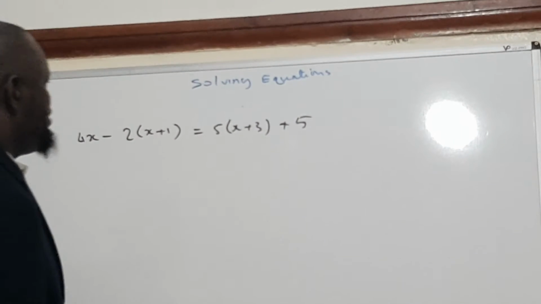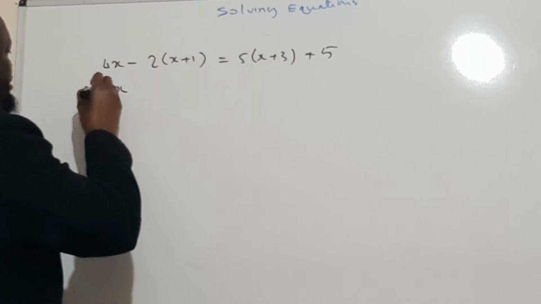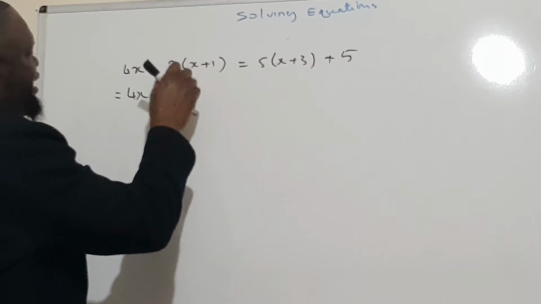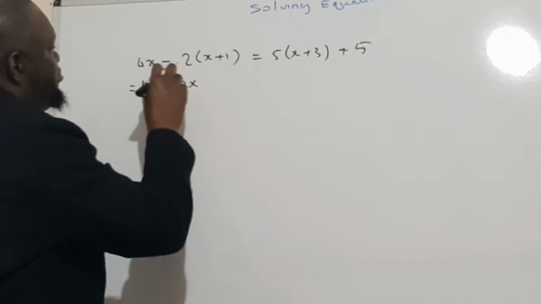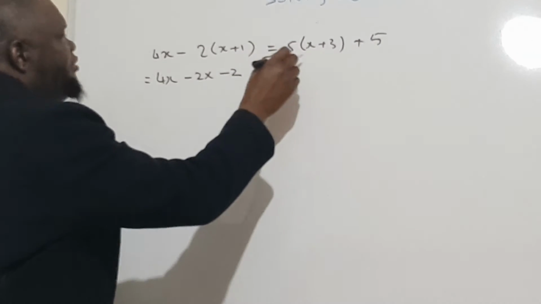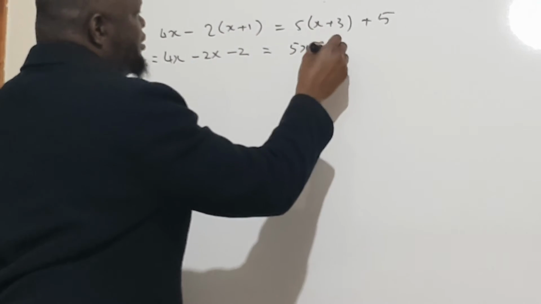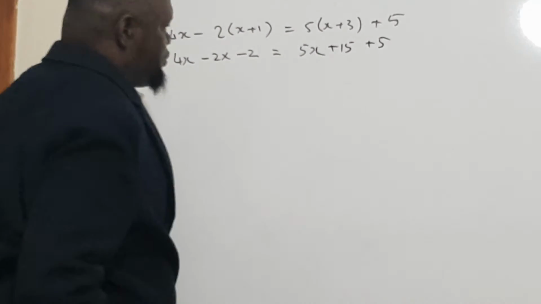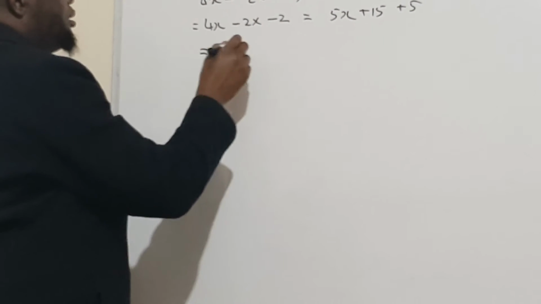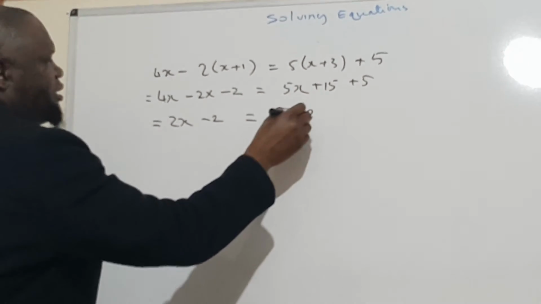Again, simple, yes. What do we do? We clear the bracket. We'll have 4x minus 2 times x is minus 2x. Minus 2 times 1 will be minus 2, is equal to 5 times x is 5x, 5 times 3 is plus 15, plus 5. Now on this side, we are going to have 2x minus 2 is equal to 5x plus 20.